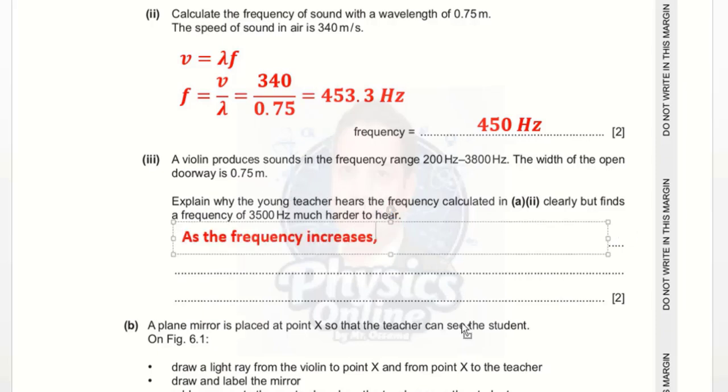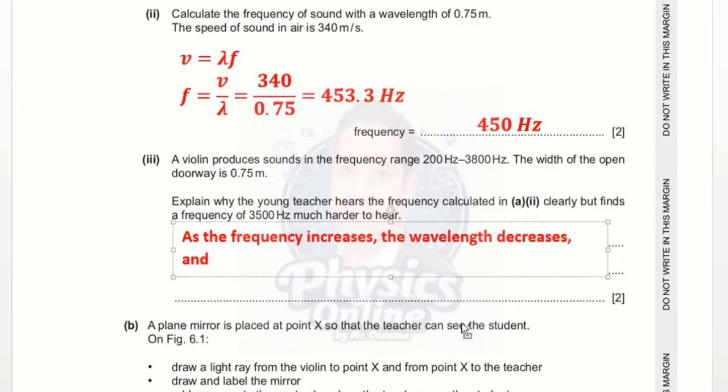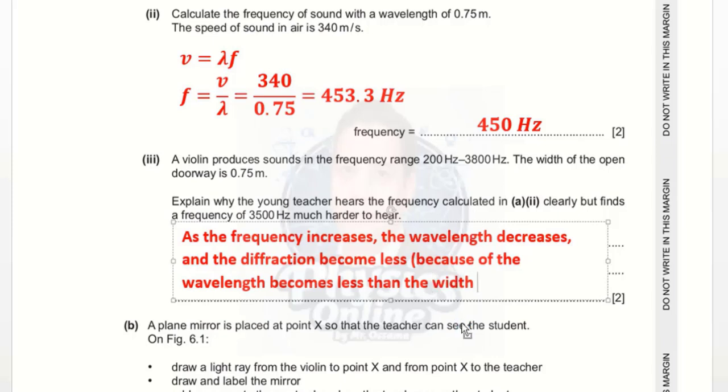So as the frequency increases, the wavelength decreases and the diffraction becomes less because the wavelength becomes less than the width of the doorway.